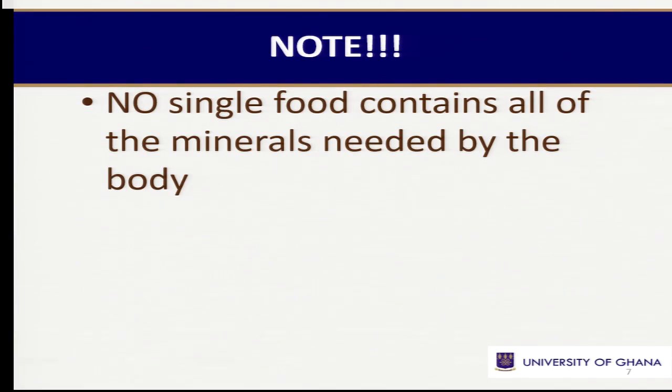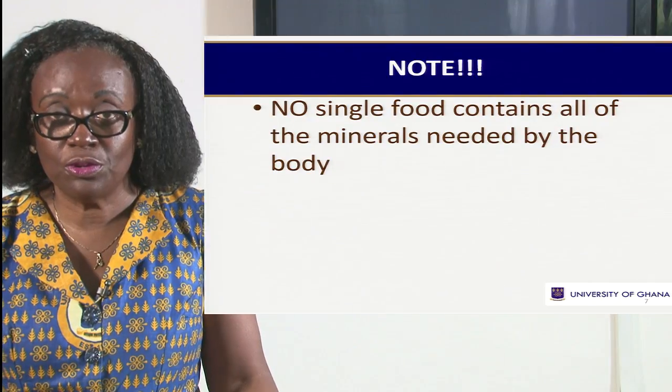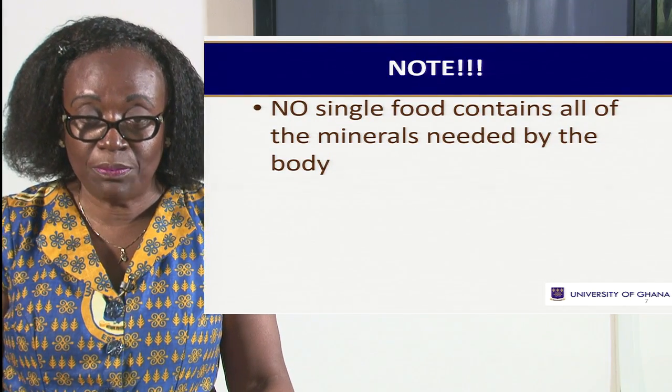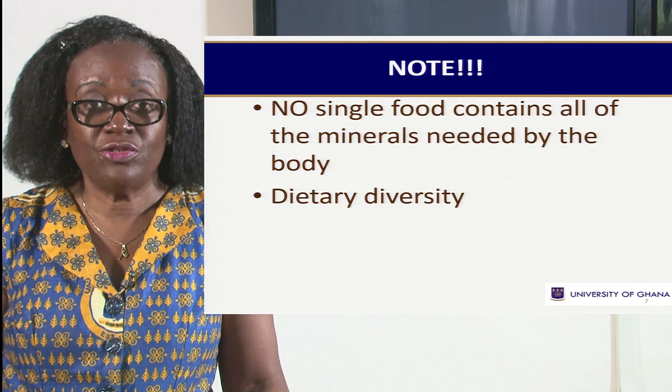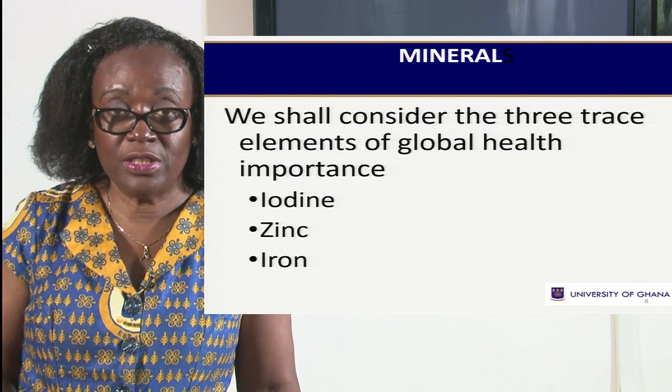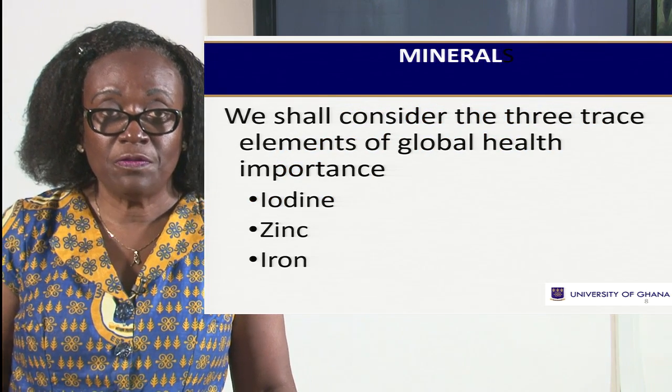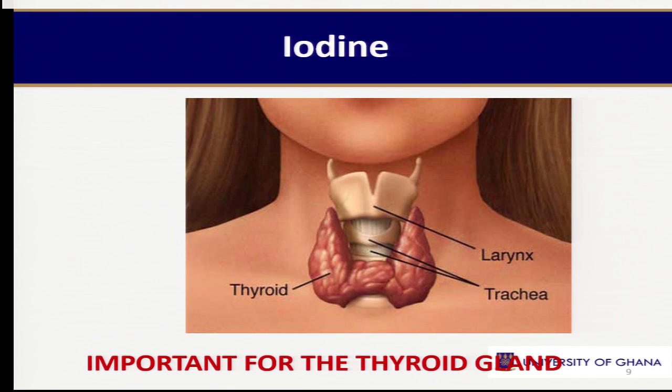It is important for us to note that no single food contains all of the minerals needed by the body. As such, dietary diversity is key. Dietary diversity, so we should be eating from diverse foods. We shall deal with the 3 micronutrients. The first one is iodine. Iodine is important for the thyroid gland.